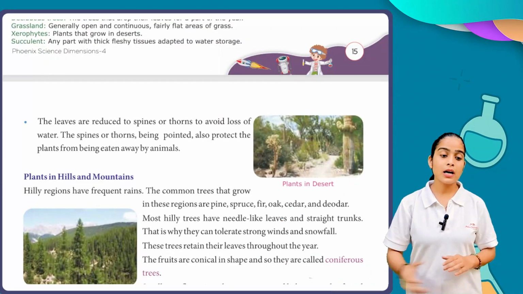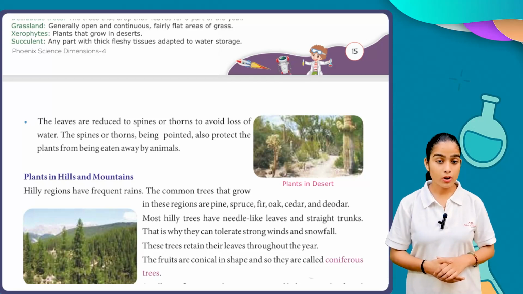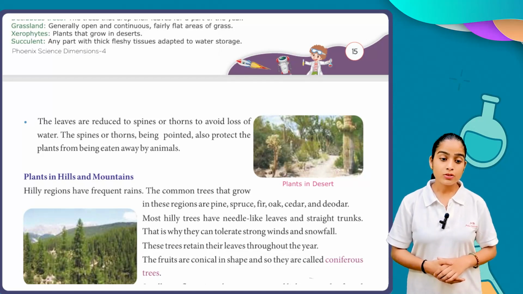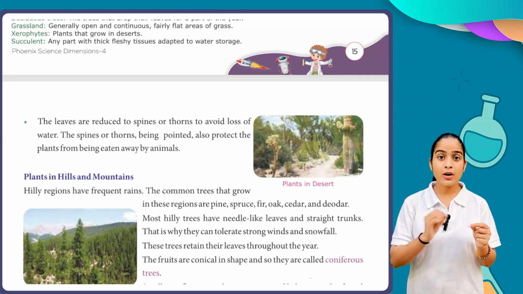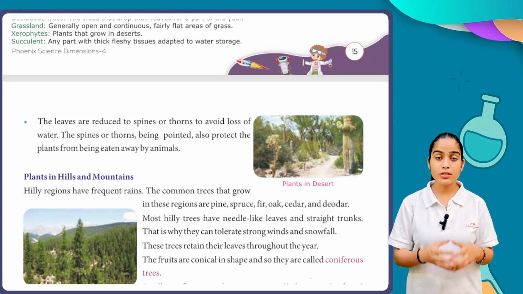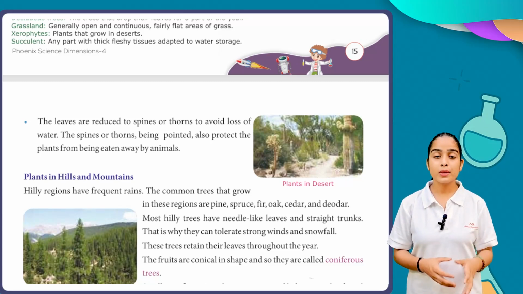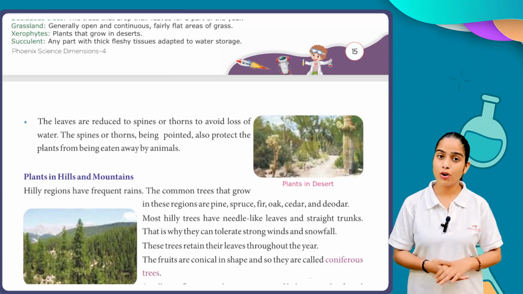Now the leaves are reduced. The leaves are reduced to spines or thorns to avoid loss of water. The spines or thorns, being pointed, also protect the plants from being eaten away by animals. So what we understand here is that the leaf of the cactus has thorns. Because of that, they can reduce the water loss, and these plants cannot be eaten by other animals, and they can survive for a long duration of time.